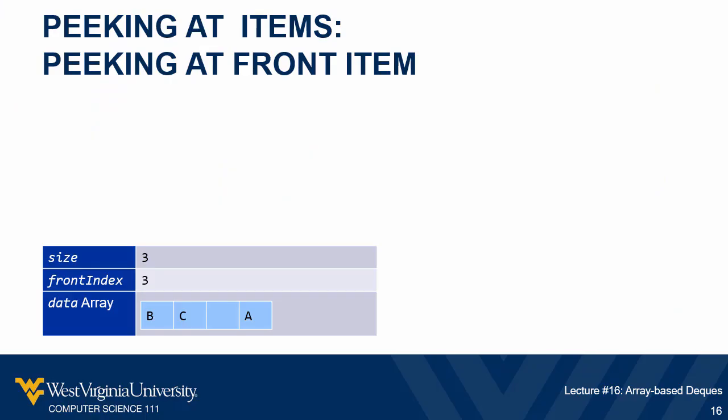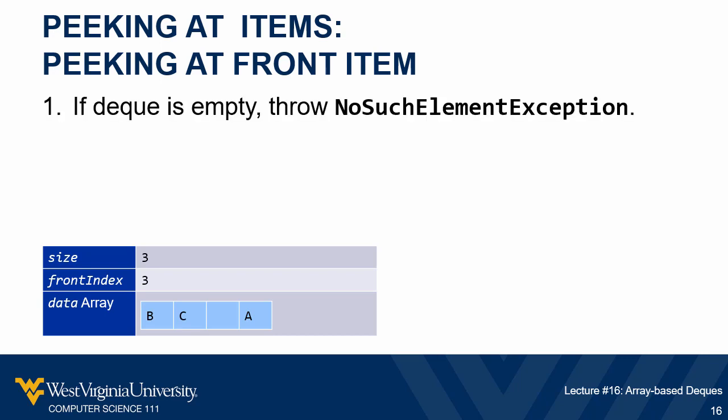Next, let's take a look at the methods for peeking at the front and rear items in our deck. Remember that when we peek, we return the value that's stored, but we don't actually remove it from our deck. We'll start off by looking at peeking at the front item. We're going to have to make sure, first of all, that there are values stored inside of our deck. If there aren't, we're going to throw a NoSuchElementException. The reason we're doing this is so that we're able to safely store null values inside of the deck if we choose to.